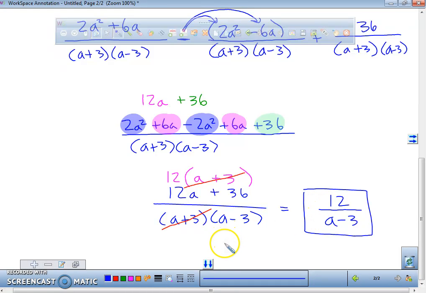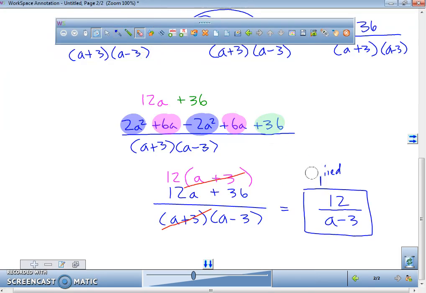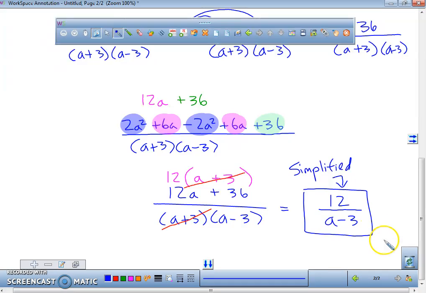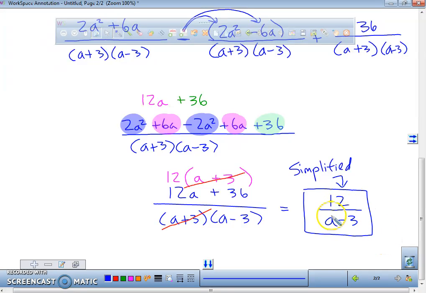Understand, in a multiple choice test, this will probably be one of the answer choices. And when it asks you which answer is your best answer, that would not be your best answer. This would be your most simplified answer. Simplified, let me spell it. There we go. Simplified means there's no other factors that you can factor out that you can possibly reduce. This is as good as it gets.